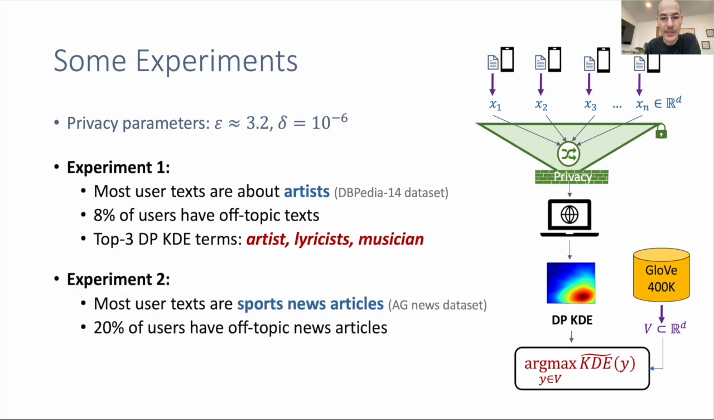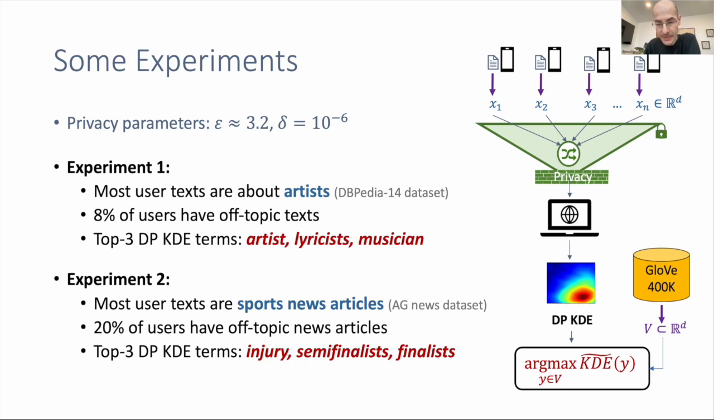In the second example, each user gets a news article about sports. 20% of them get some news articles about some other topic. And the top three terms that the method reports are injury, semifinalists, and finalists. Again, terms that you expect to see in a corpus of news articles about sports.